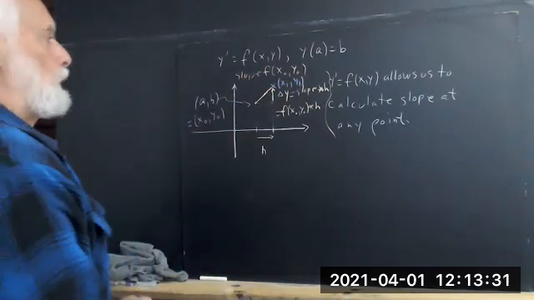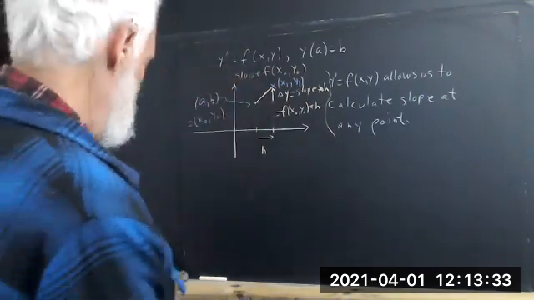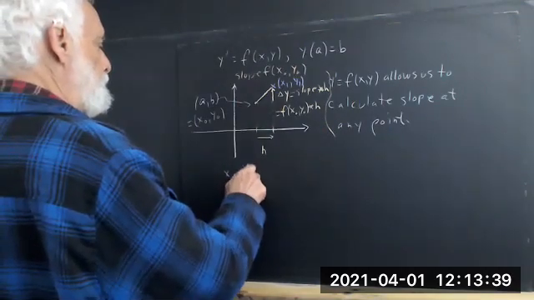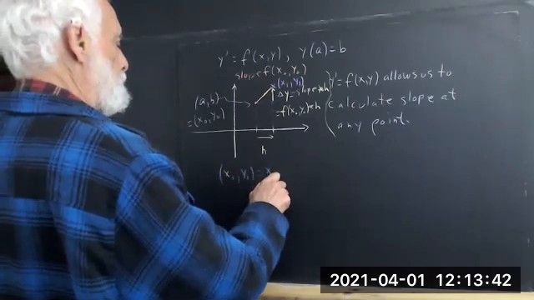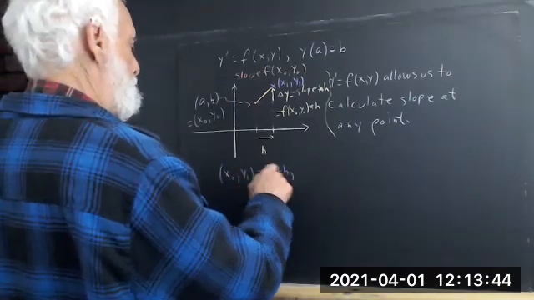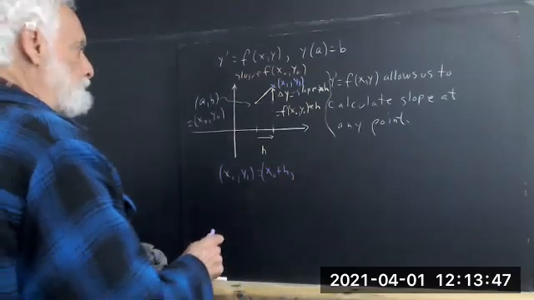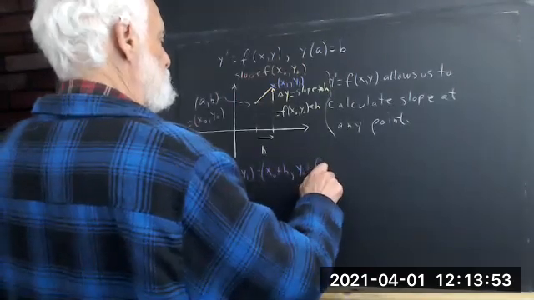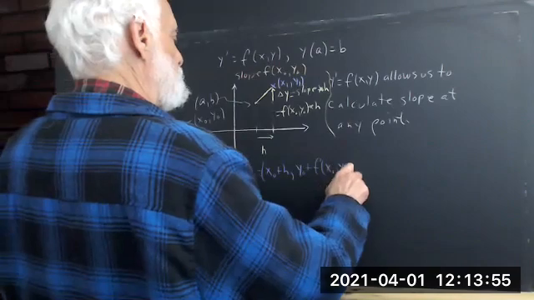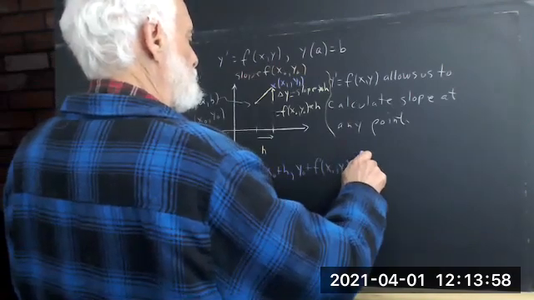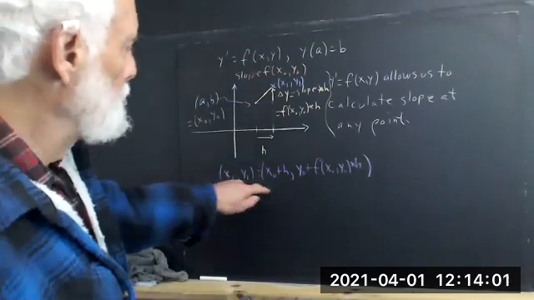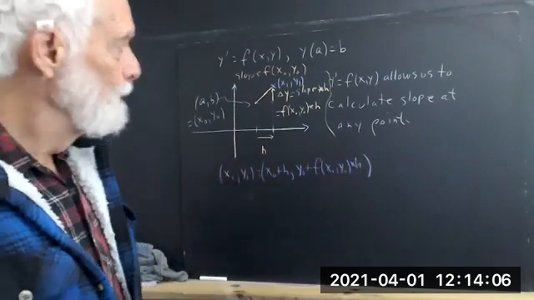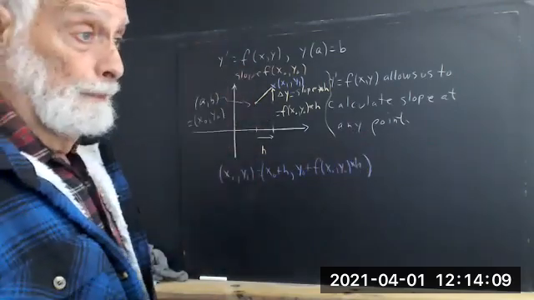We'll call x1, y1, and it should be clear from the geometry here that your x1, y1 is this. Now, this is a formula you can use mindlessly without even seeing what goes on here, okay?